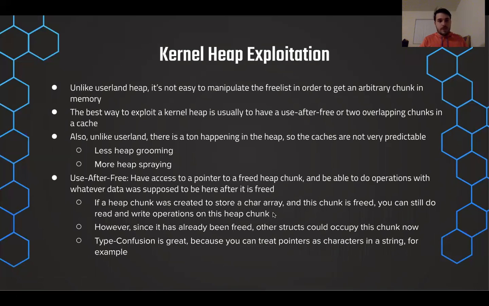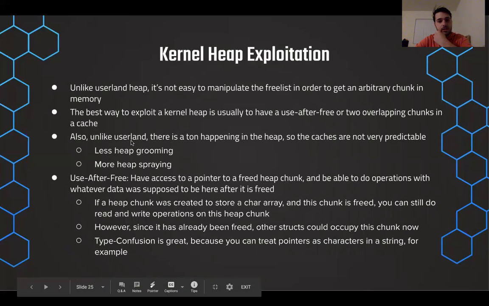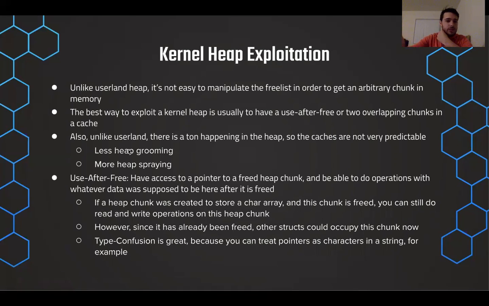Then there's this: it's not easy to manipulate the free list like it is in the userland heap because, like I said, there's so much happening and there's so many chunks and there's just a lot going on in this memory. But the main thing is that you can spray the heap, is what it's called. And like I say here, you're not going to be doing much heap grooming of being like, I'm going to allocate one struct and then this process frees a couple and I'm going to have one. Generally, it's more, okay, I have an overlap. I'm going to make a bunch of chunks and see if any of them hit this new overlap or anything.